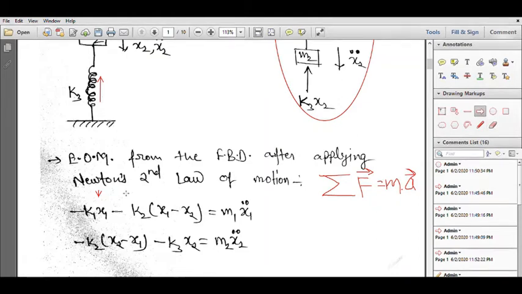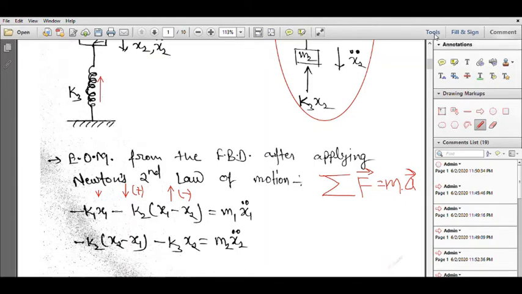Downward direction is the positive direction. Upward direction is the negative direction to apply Newton's second law of motion. So the forces which act in downward direction have to be taken as positive forces. The forces which are acting in upward direction have to be taken as negative forces to apply Newton's second law of motion to the given system.